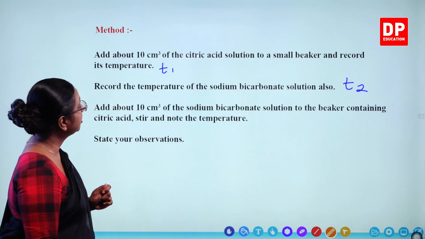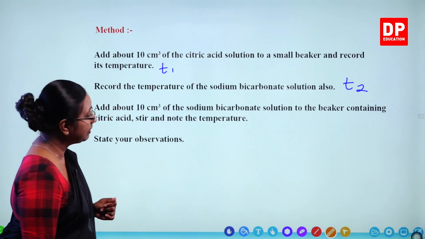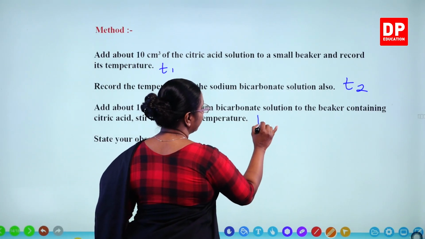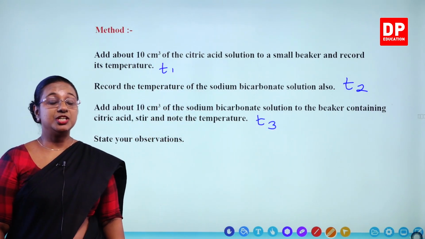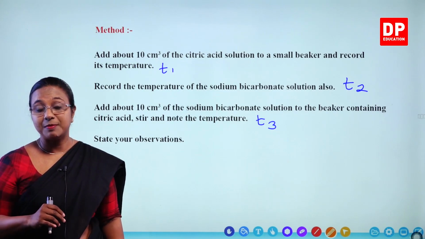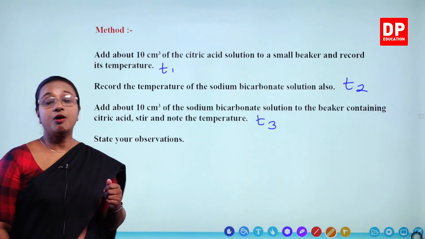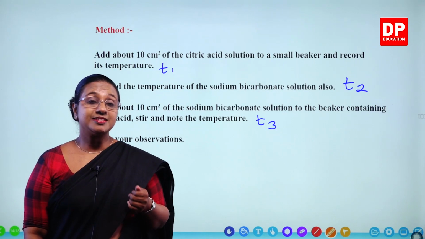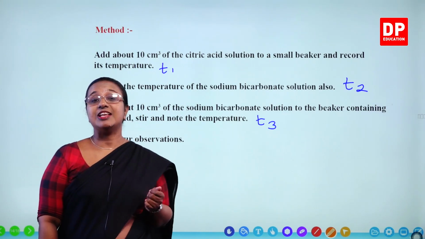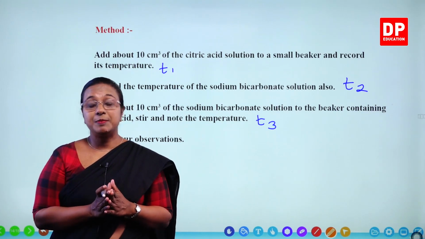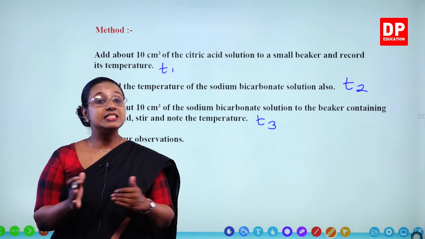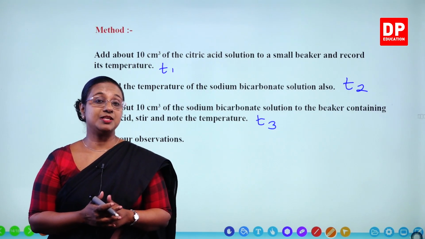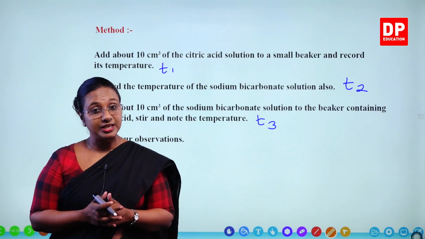Add about 10 centimeter cube of the sodium bicarbonate solution to the beaker containing citric acid. Stir and note the temperature. So this is going to be the final temperature when both the citric acid and sodium bicarbonate react together. State your observation. So here we have to say whether the temperature increases or the temperature decreases during the reaction. So again, it's a very simple activity, students. We need to prepare the two solutions, mix them together, stir well and record the temperature, that is the initial temperature as well as the final temperature once the citric acid reacts with sodium bicarbonate.